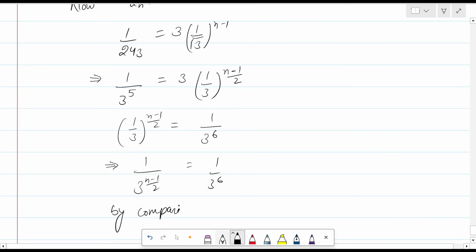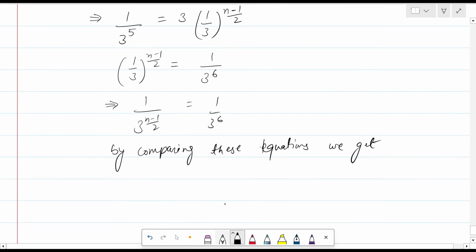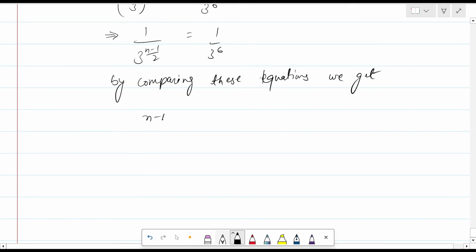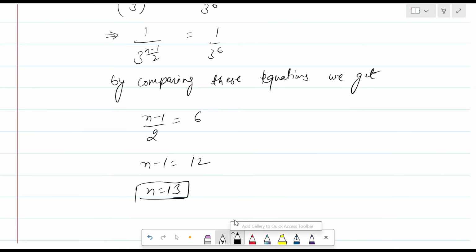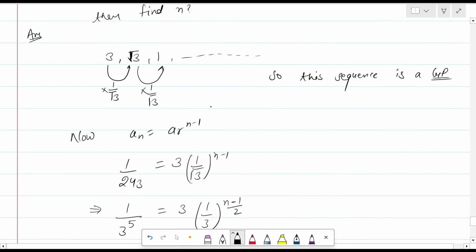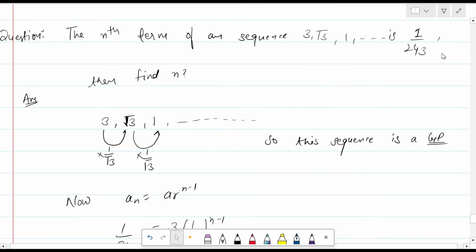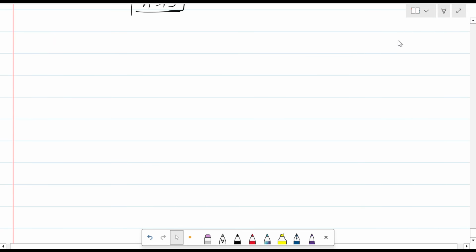By comparing these equations, what will we get? 6. n minus 1 is 12. So n is 13. So for the given sequence, the 1 upon 243 term is the 13th term. Okay. So now I'm writing here another example.